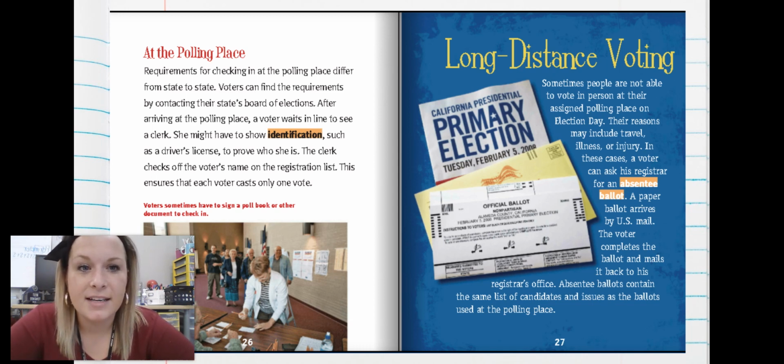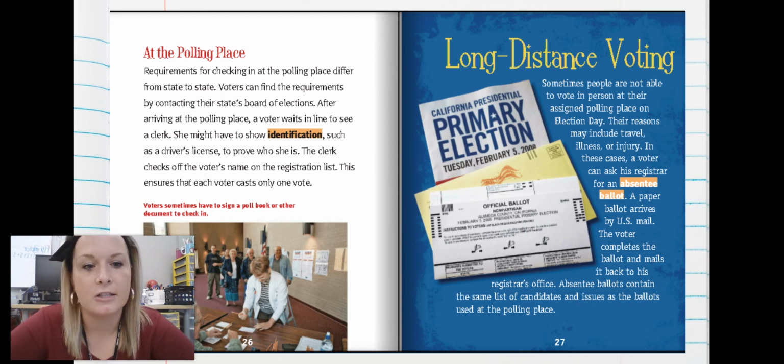Long distance voting. Sometimes people are not able to vote in person at their assigned polling place on Election Day. The reasons may include travel, illness, or injury. In these cases, a voter can ask his registrar for an absentee ballot. A paper ballot arrives by U.S. mail. The voter completes the ballot and mails it back to his registrar's office. Absentee ballots contain the same list of candidates and issues as the ballots used at the polling place.